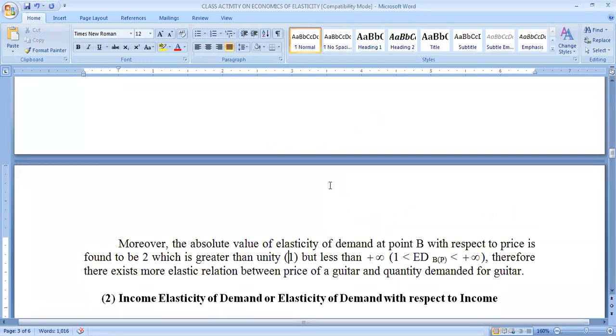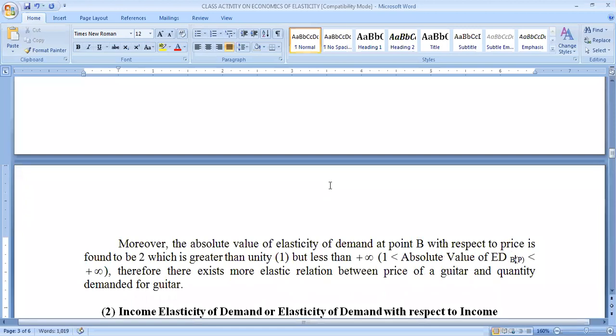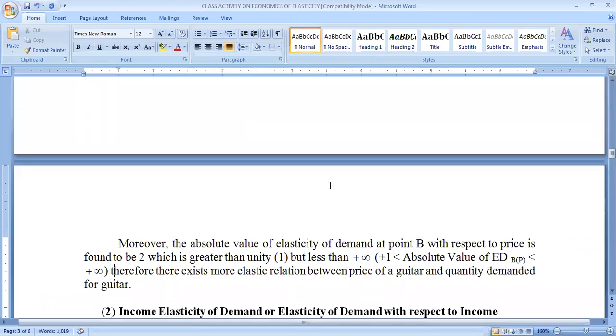Which is greater than unity but less than plus infinity. Here I must write that the absolute value of elasticity of demand with respect to price at point B is greater than plus 1, but it is less than plus infinity. Therefore, there exists a more elastic relation between the price of guitar and the quantity demanded for guitar. Got my point?